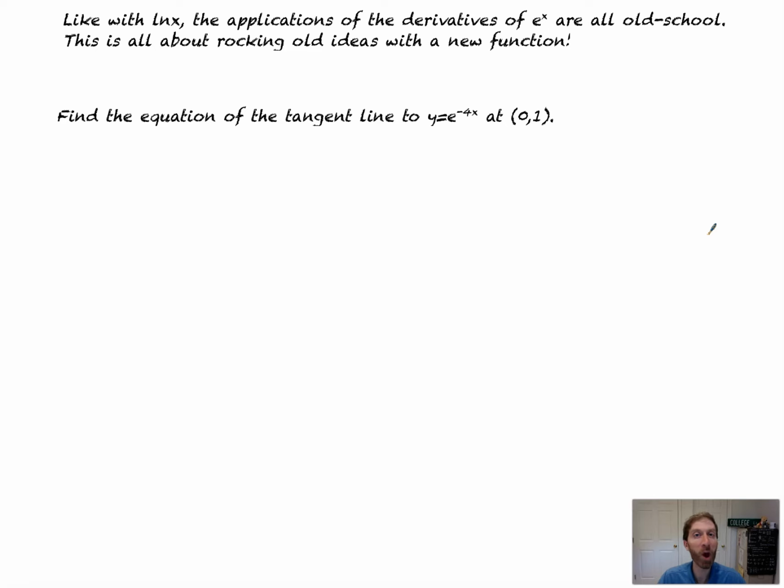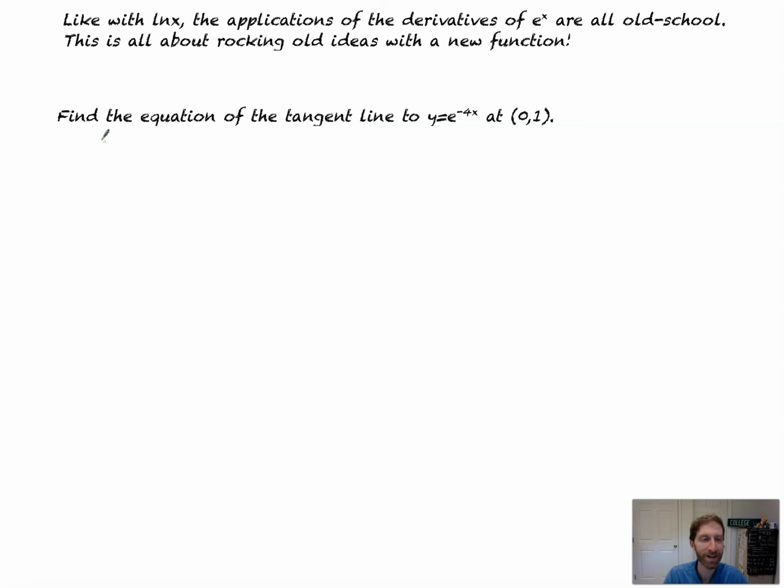Hey there, here we go into the applications of the derivative of e to the x. And just like the natural log of x, there's nothing new here. It's, do you know your derivative of e to the x? And if so, let's apply it to old school derivative concepts. Don't you love that they're old school?